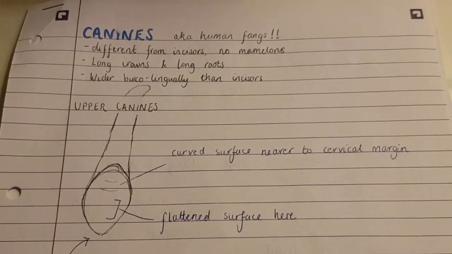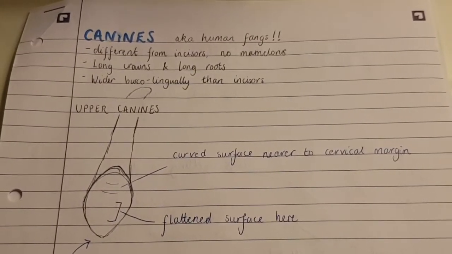The canines are quite different from incisors in that they have no mamelons, long crowns and long roots, and they're also wider buccolingually than the incisors.